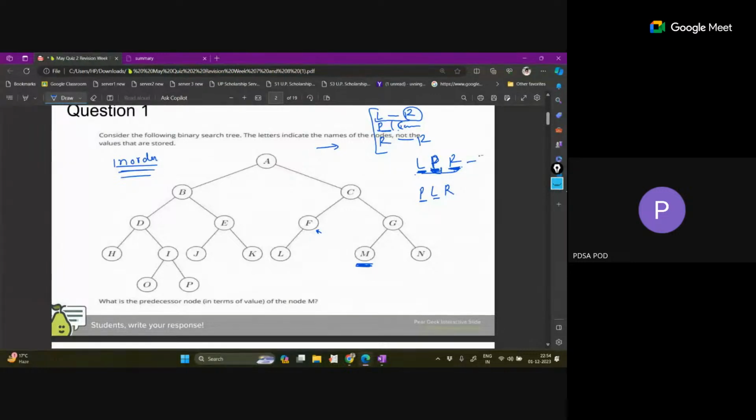So this is in order. If we follow print first, then the left recursive call, then the right recursive call, then this is pre-order. And if we follow L, R, and P, then this is post order. These are the three traversals we use for traversing a binary tree or binary search tree. To find the answer for this, we have to use the in order traversal, because in order traversal traverses the nodes in increasing order based on the value. Print is just a print statement.